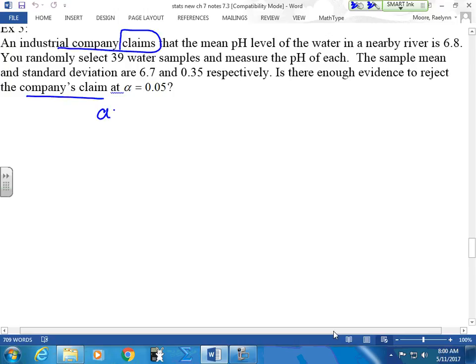The claim says what? The mean is 6.8. Is this the H0 or the HA? H0, because it has an equal sign. What's the HA? It's not equal. What tail test do we have? Two-tail test. So again, we're going to start with the two-tail test.